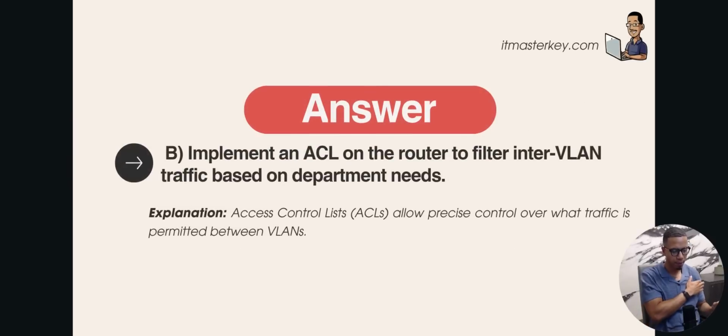All right, so for this, implement ACL on the router to filter inter VLAN traffic based on department needs. So access control list, just make sure that only the people that are on that list have access, only the devices that are on that list have access to the VLAN or wherever you want that info to be and whoever you want to have access to it.